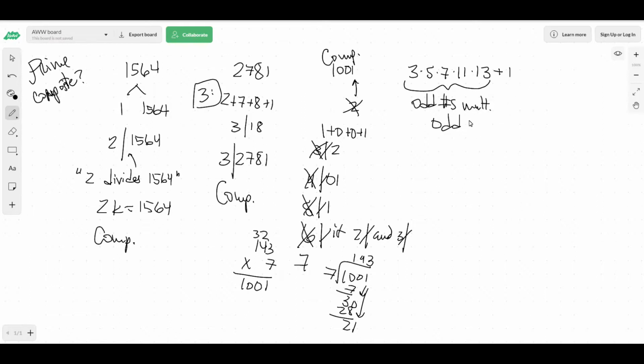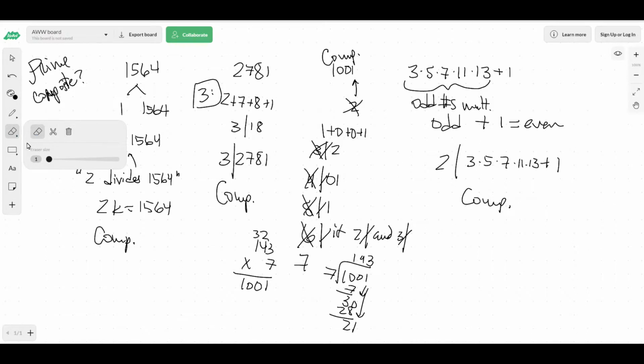So the product of odd numbers multiplies to an odd number, and then we add one more to it. That makes this an even number, which means that 2 divides this number, which means that it is also composite. So that's interesting. All 4 of these examples are composite. So let me explain that rule really quickly. The odd numbers multiplied gets you odd.